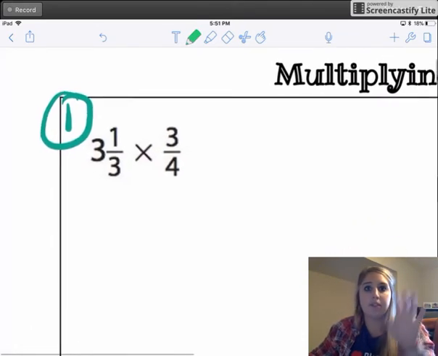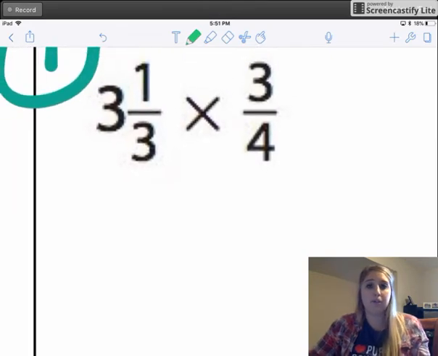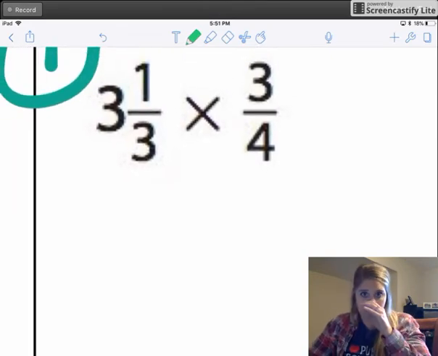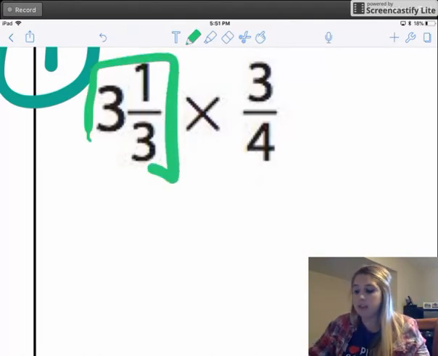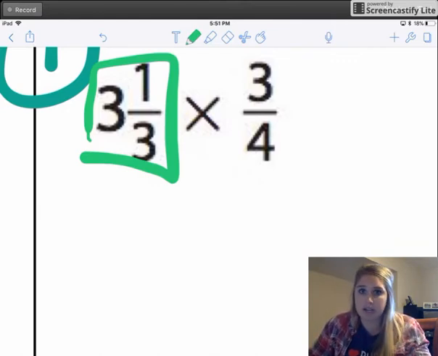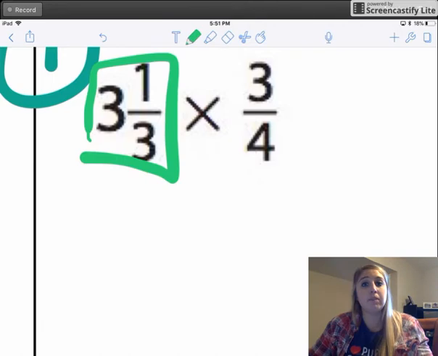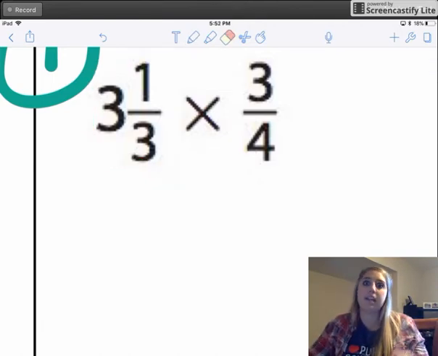We are gonna start with the first problem on the left-hand side. So if you see here, we have 3 1/3 times 3/4. So I want to multiply straight, but I can't yet. And the reason that I can't is because 3 1/3 is written as a mixed number. And I don't want it written as a mixed number. I need it to be written as an improper fraction. And we are all excellent at doing that.